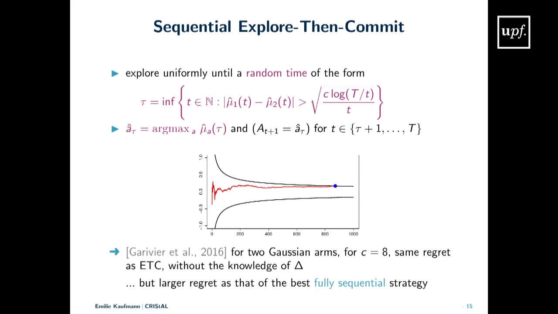So this strategy was analyzed in the particular case of Gaussian bandits, and was proved also to attain logarithmic regret without the knowledge of delta. But there is also an interesting result in those papers saying that even if the regret is logarithmic, it's a regret that will always be worse than the best strategy that we can get with, for example, UCB, as I will show you. So we know for two arms and Gaussian that even this smartly stopping the exploration leads to not optimal regret.